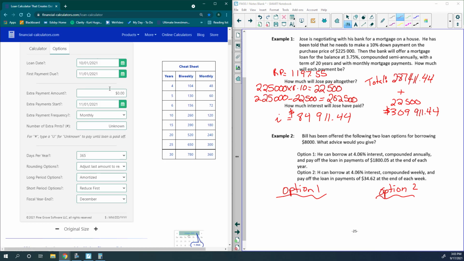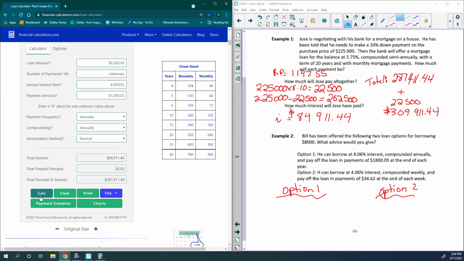And I've got to go to my options and make sure that my dates are a year apart. So 10/01/2022. Go to my calculator, hit calculate, and he's going to pay for option 1 an extra $1,000.23.